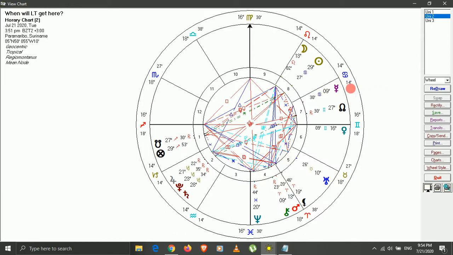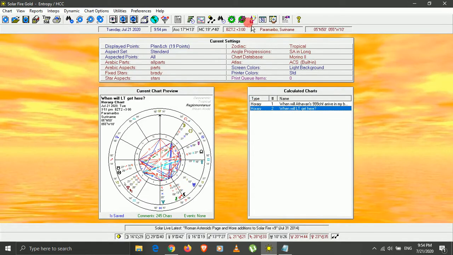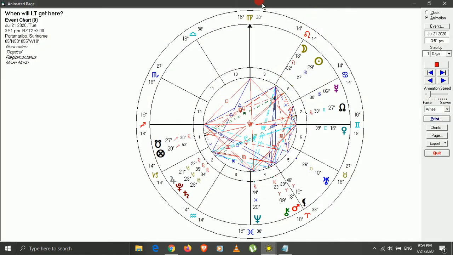So yeah, the person is represented by Mercury. We're going to animate this chart. These are simply the person's initials, LT, the initials that the person goes by. So we're just going to use LT from this point on.